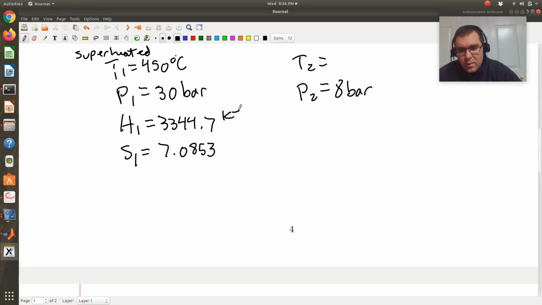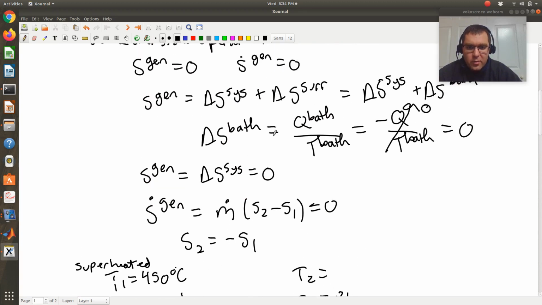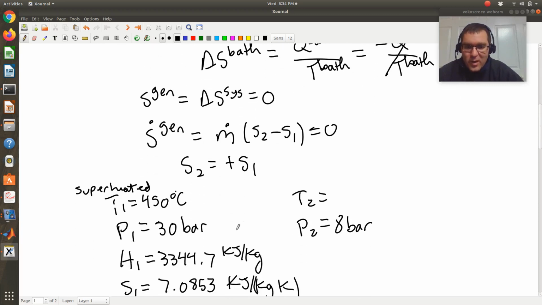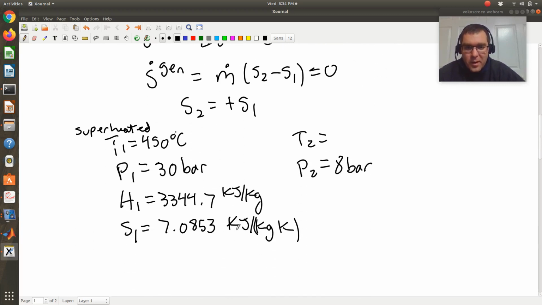Okay, this is kilojoules per kilogram, and this is equal to kilojoules per kilogram Kelvin. All right. And before I even look up S2, I already realize I'm foolish, right? So S2 minus S1 is equal to 0. So it's not S2 is negative S1. S2 is equal to S1, right? They're the same. It's isentropic. So my apologies. Just had a mental moment there.